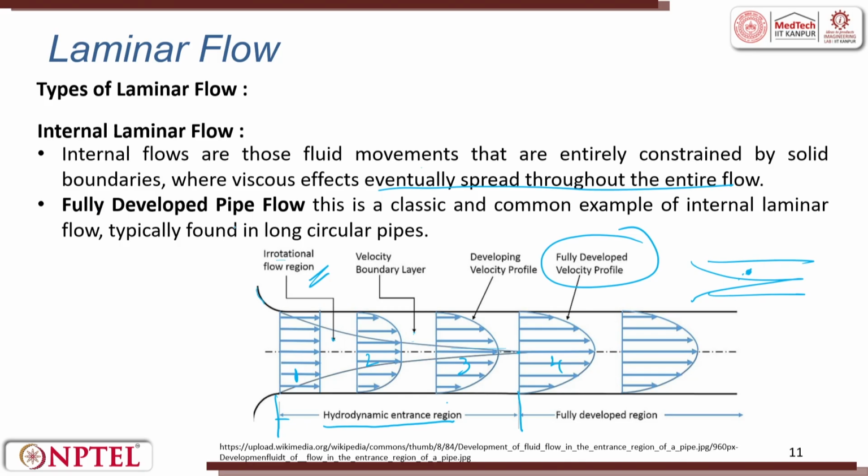The fully developed pipe flow is a classical and common example of internal laminar flow, typically found in long circular pipes. If this is disturbed, they create bubbles. These bubbles burst and create cavitation erosion along the pipe. In order to avoid all these defects, because once you lay a pipe it runs for several thousand hours, you maintain a laminar flow and these problems will be avoided.